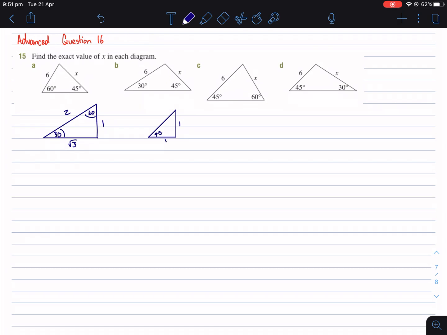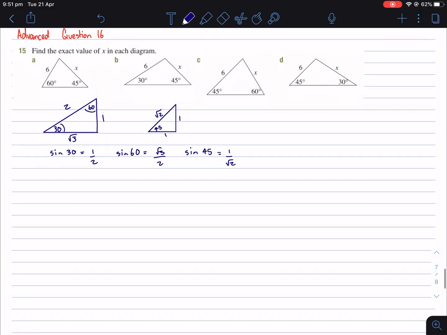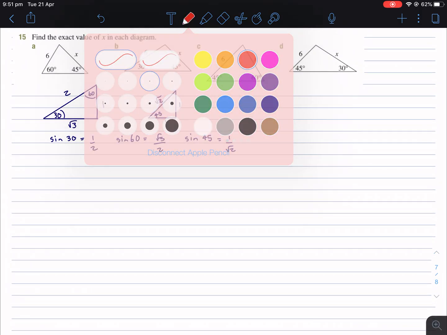it's 1, 1. The hypotenuse must be root 2, which means sine 30 is a half, sine 60 is root 3 on 2, and sine 45 equals 1 on root 2. We're going to use those. Let's do A first.